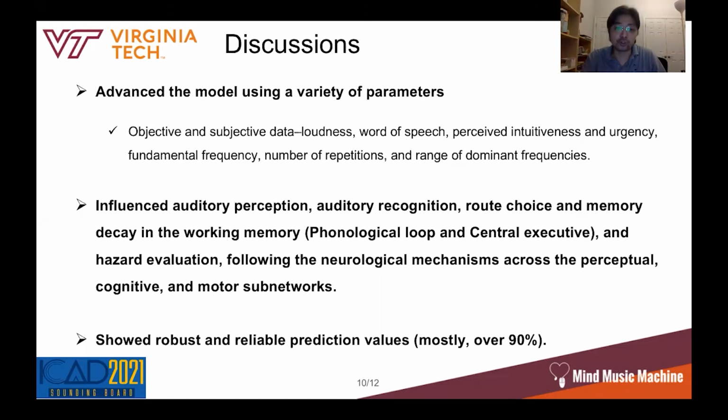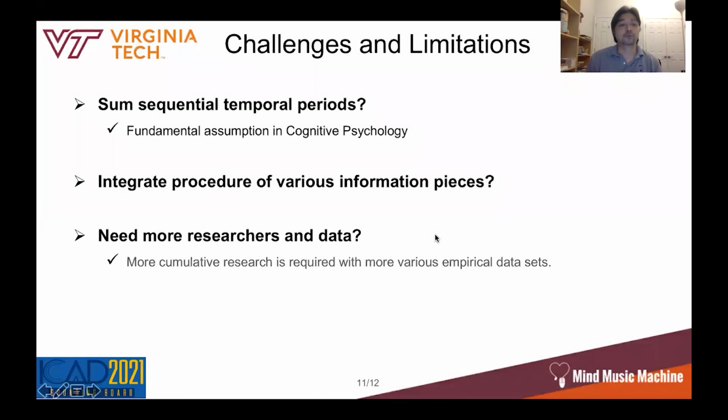And we also showed relatively robust and reliable prediction values, over 90%. But if it shows like 99% correlation, then that might be overfitting. So we should be cautious. But when we built a model and then applied that to different situations, we also got around 70% prediction, which is good. Of course, there are challenges and limitations.